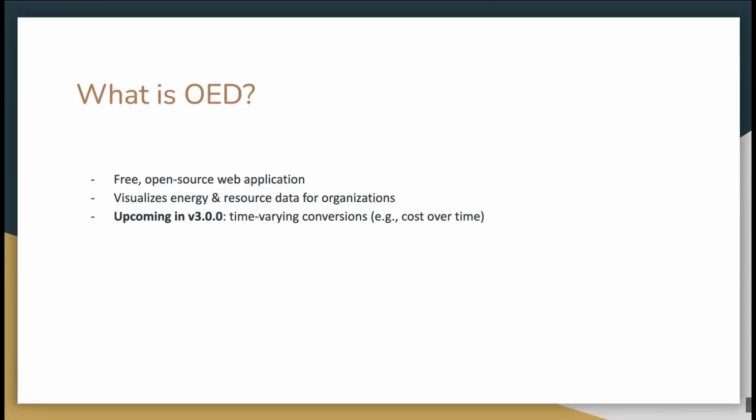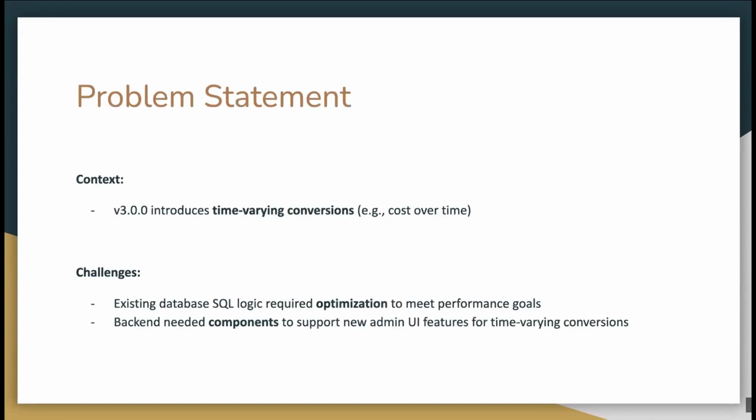OED, short for Open Energy Dashboard, is a free open source web application that helps organizations visualize their energy and resource data. Version 3.00 will introduce time varying conversions, for example, tracking costs that change over time. Preparing for this new version required optimizing the existing database SQL logic to maintain performance standards and adding backend components to support the updated UI the front-end team was building.